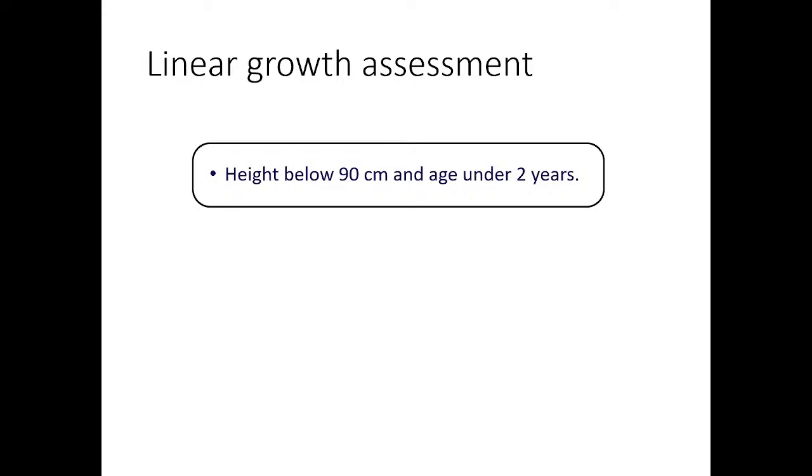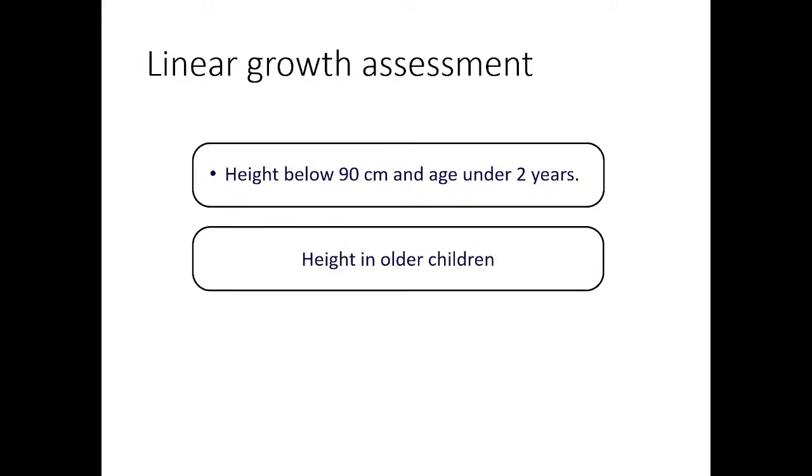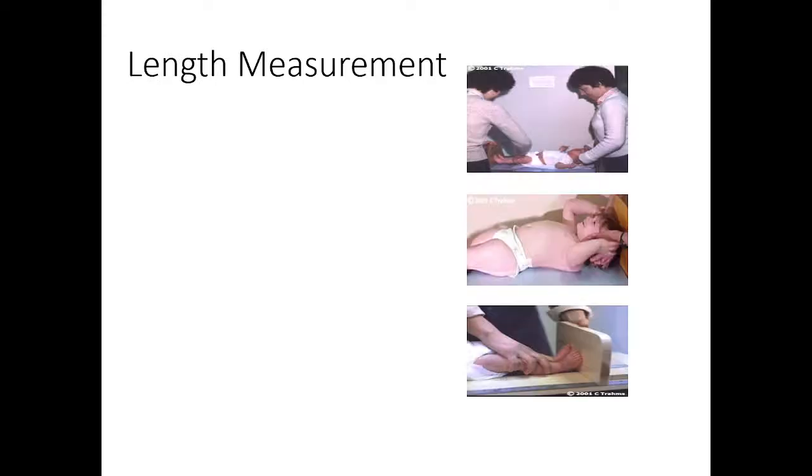So for the first 2 years you need to take the length, and for any height below 90 centimeters, or if the height is 90 centimeters, it is preferable to take the length in any child. In older children, you should take the height. This I already talked about. In smaller children, whenever you are taking the length, what is the equipment called? Infantometer. Okay, so this is called an infantometer, and what we use in adults and older children is called a stadiometer. So there is a stadiometer, and this is an infantometer.